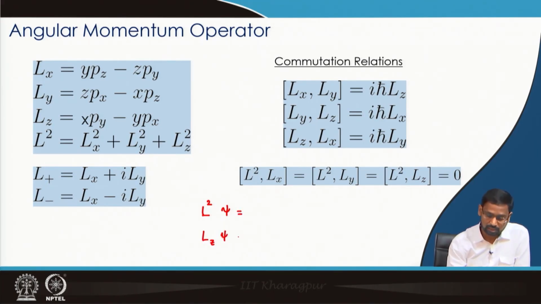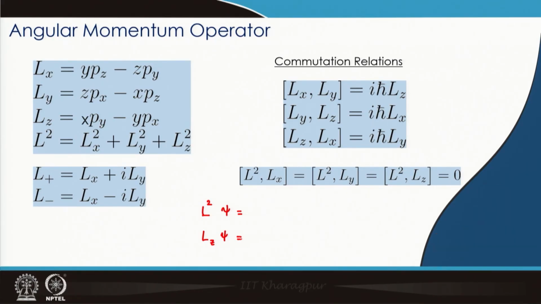So, the eigenfunctions of the angular momentum operator are obtained as a common complete set of solutions for L square and Lz. That means L square and one of these three components. What are they and what are their properties?